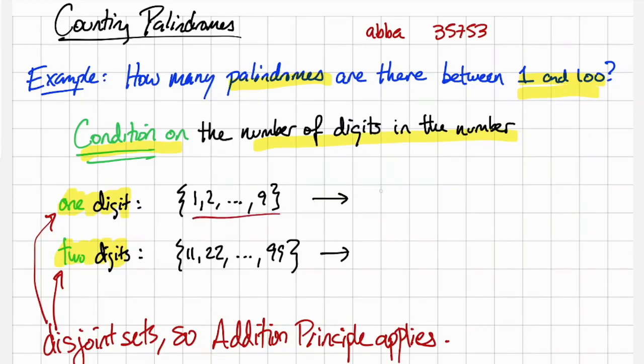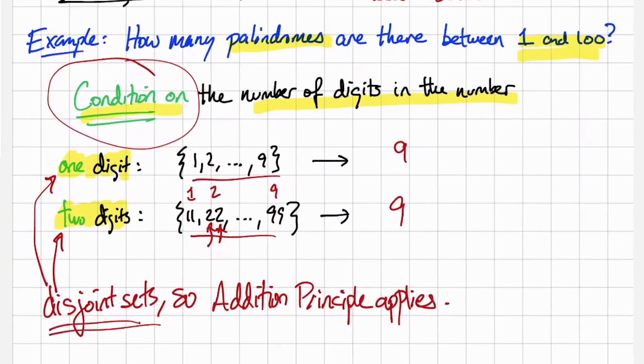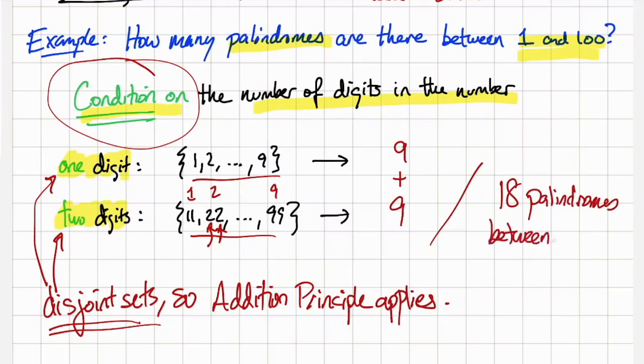It looks the same forwards and backwards, so there are 9 one-digit palindromes. On the other hand, when you have 2 digits, the number has to have the same digit in the tens and the units digit. We can see that these are indexed by what digit is repeating, and again, there are 9 two-digit palindromes. As you remember, we conditioned on the number of digits in the number, and so these are disjoint sets. Because they're disjoint sets, we can apply the addition principle, and we can see that there are 18 palindromes between 1 and 100.